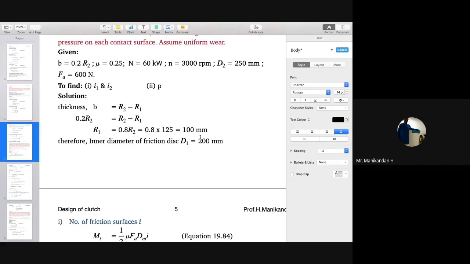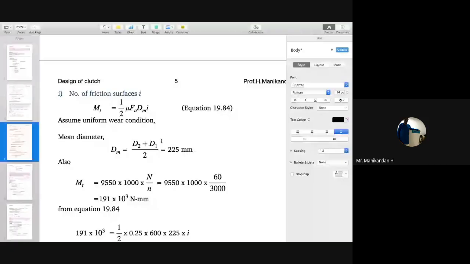So we know this step, we know capital D1 value and capital D2 value is given in the question. Now how to find the number of friction surfaces I1 and I2? Sorry, discs. Surface is different, disc is different. If you take one disc, it has two surfaces, right? So here this I refers to the number of friction surfaces. Okay.